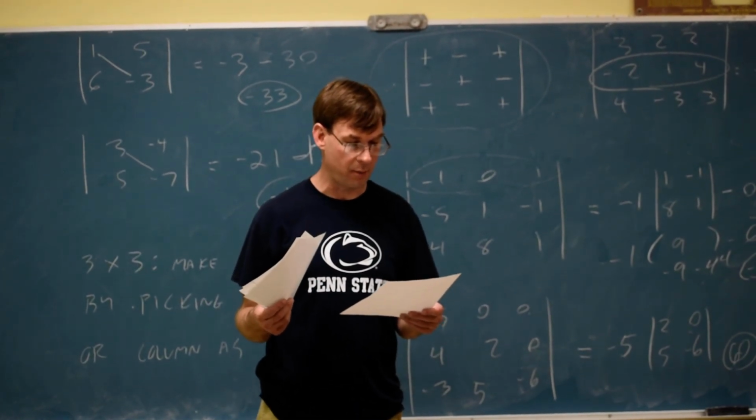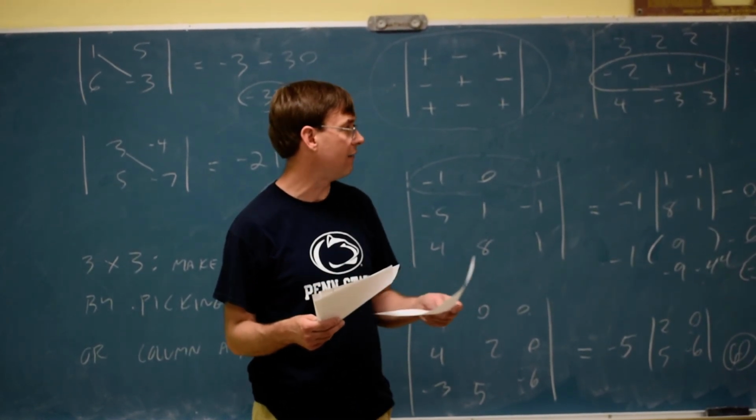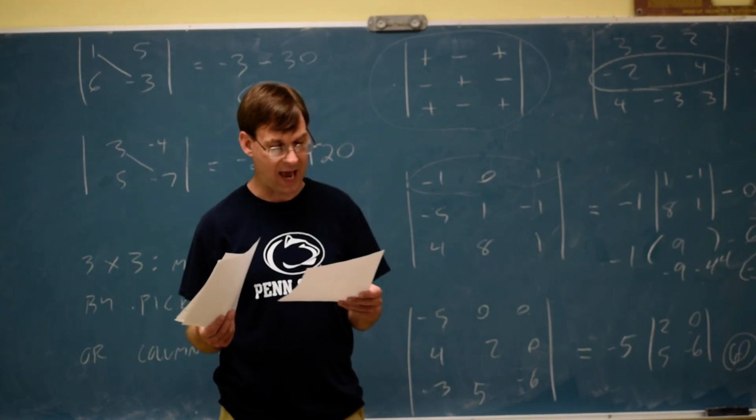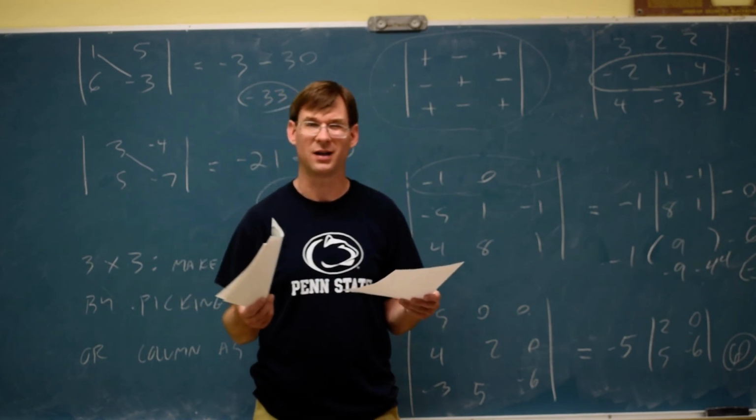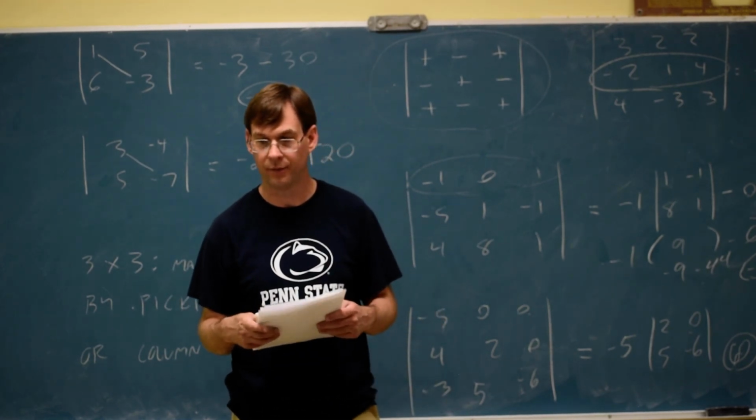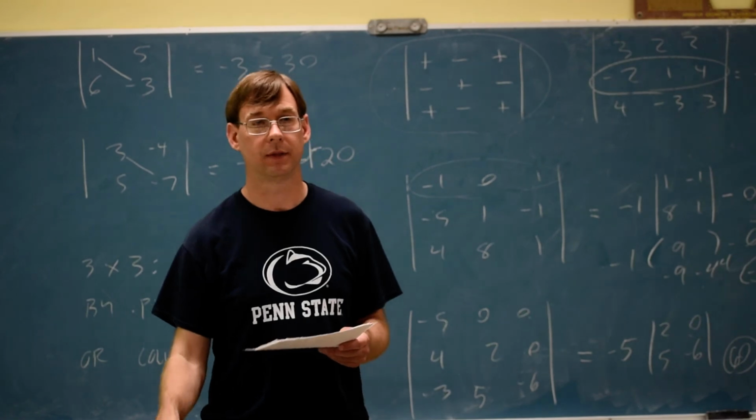27 to 29, they're back to 2x2s, but they have like x's in them. And then the last three, 30 to 32, there's x's in them, and you're going to have like an equation to solve once you make the determinant. If you need more help, email me. That's it for now.